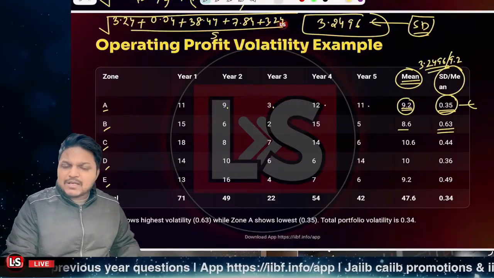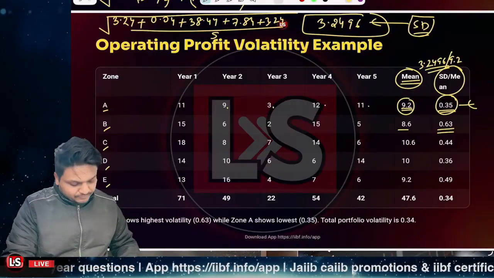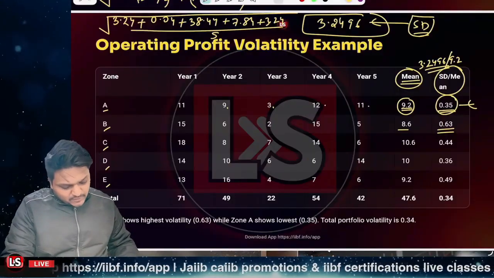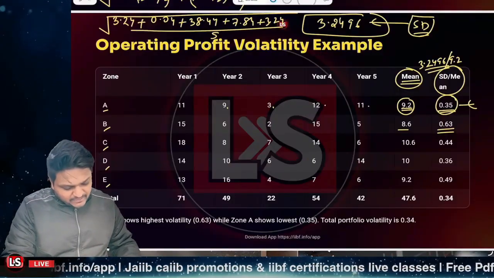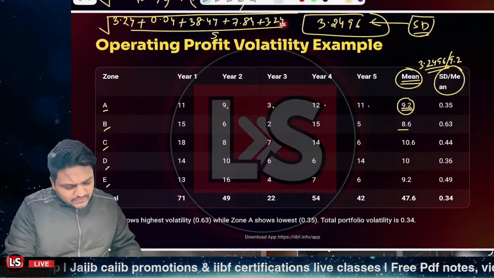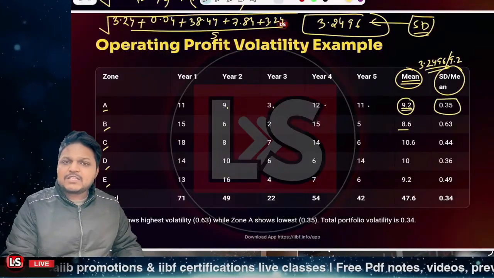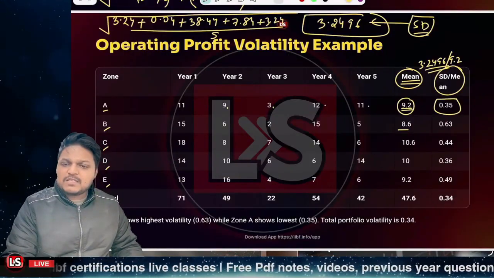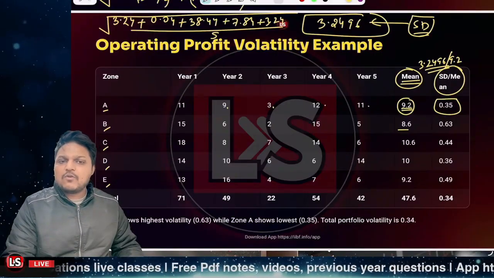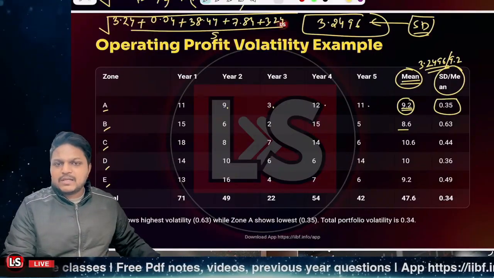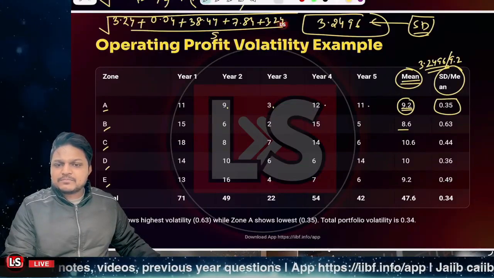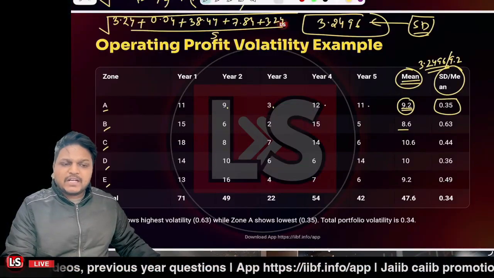Now, in which particular case are you having the least value? In the case of zone A, we are having the least value. The least value showcases that the least volatility is there. And whenever the least volatility is there, it means the least risk will be involved in that particular scenario. Is this clear so far? Kindly please confirm.